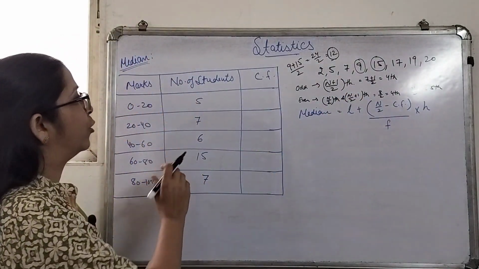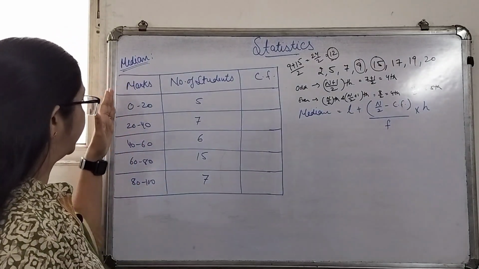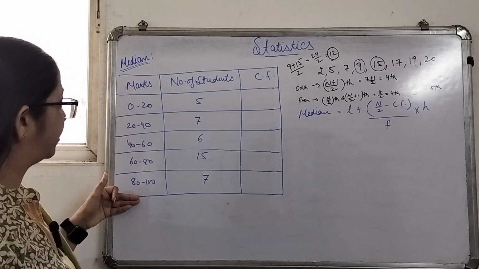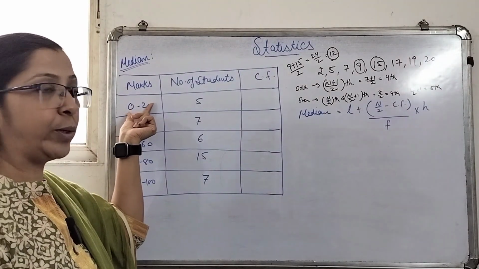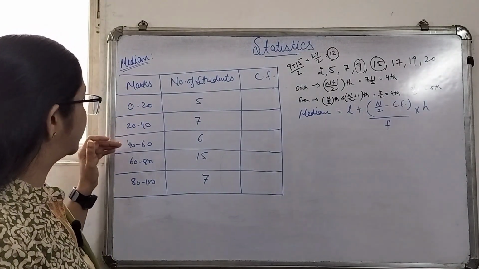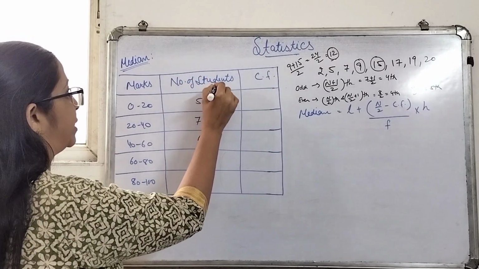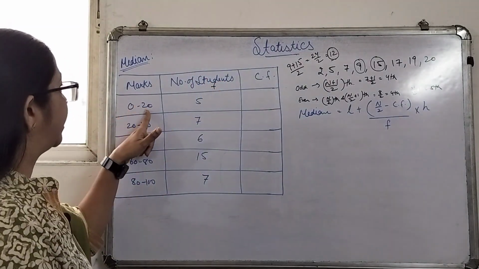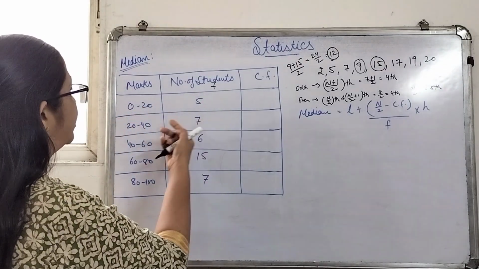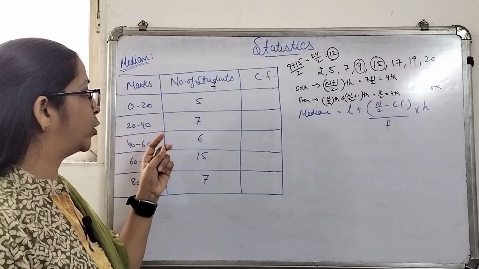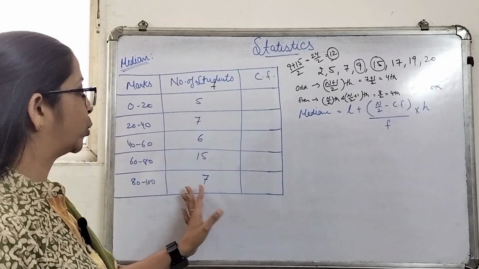Now let's see how we can find the median for grouped data. So here again we have taken marks from 0 to 100, in intervals of 20. That is, one of the class intervals is 0 to 20, then 20 to 40, 40 to 60, 60 to 80, and 80 to 100. And the number of students, that is the frequency: 5 students are there who have secured between 0 to 20. 7 students are there who have secured between 20 to 40. Similarly, this is the number of students there. That means it is showing the frequency.